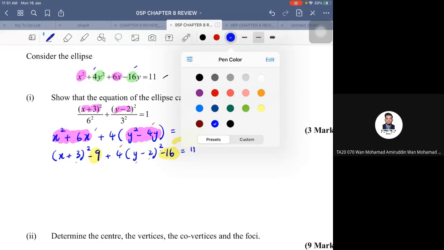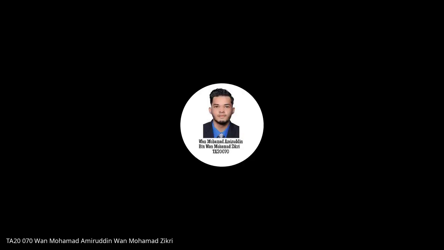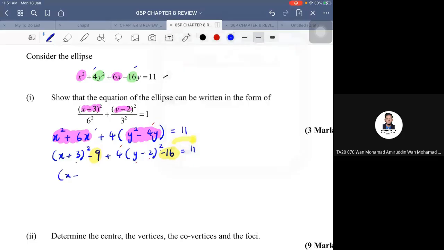So simplifykan dia. So dia akan jadi x tambah 3 square dengan 11 tambah 9 tambah 16. And 11 tambah 9, 20 tambah 16, kita akan dapat nilai 36.